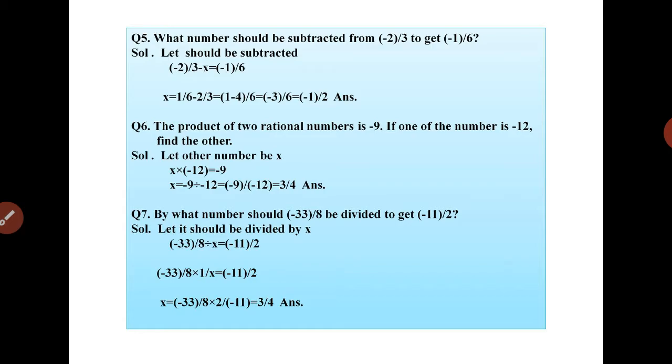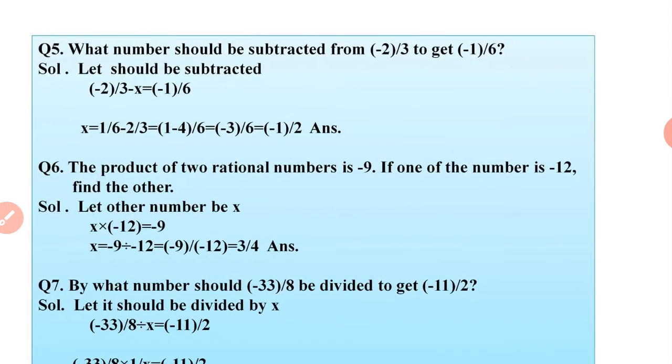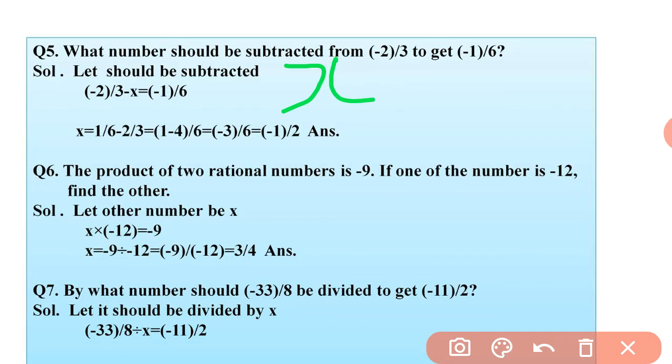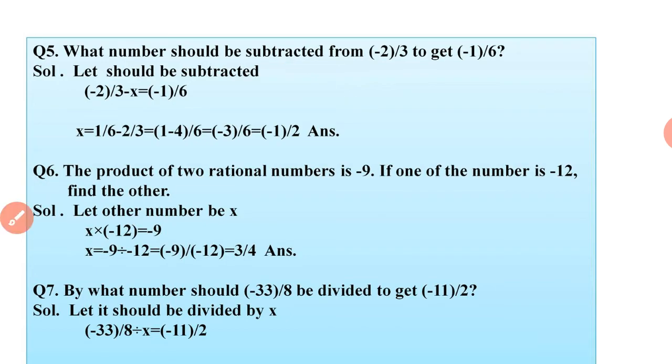Now after this, see the next question, question number 5. In question number 5 we have: what number should be subtracted from minus 2 upon 3 to get minus 1 upon 6? So here we can say that x should be subtracted. So we can write here minus 2 upon 3 minus x equals minus 1 upon 6.